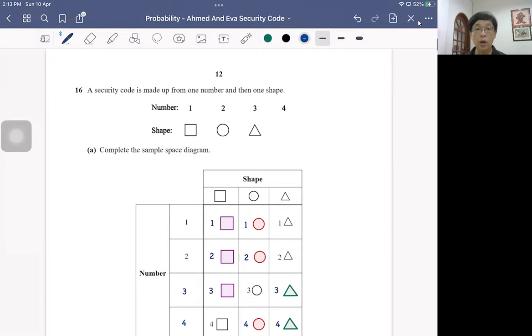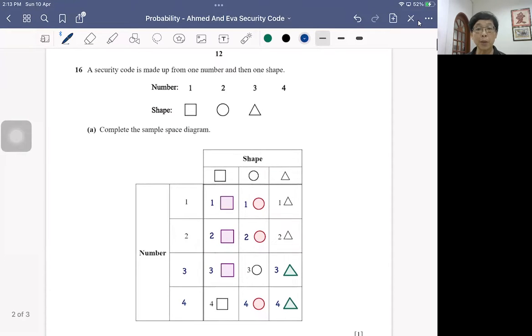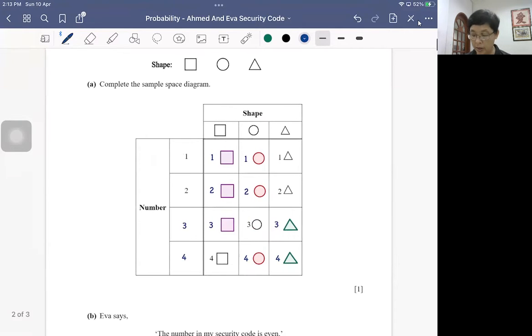Now, part A, complete the sample space diagram. Well, I believe this part is pretty straightforward, and I am quite confident with all of you. You have no difficulties in filling up the spaces that they left for you to do. And therefore, I have done that. However, just to ensure how we construct this, I am going to do some highlighting so that all of us will be able to see that.